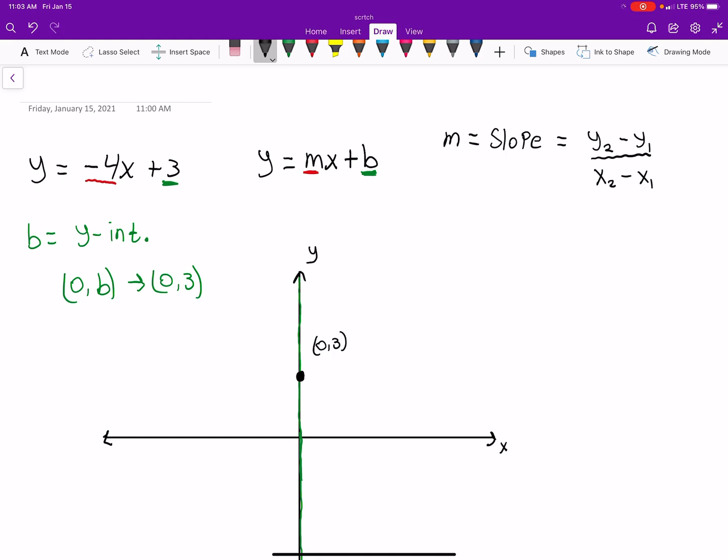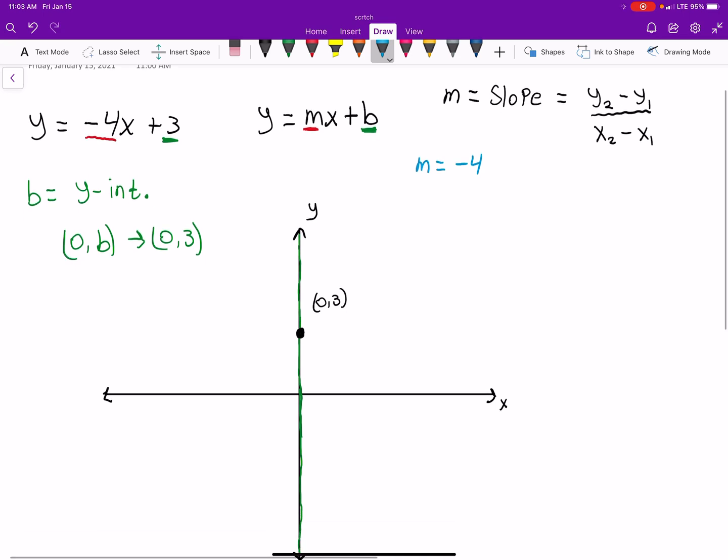Now we can use m to know the rest of this graph. So again, our m in this case is equal to negative 4. What that means is from any point on the line, if you go down 4 and to the right 1, you'll be at another point in the graph. So if I'm starting at our y-intercept, the 0, comma 3, I go down 4, so that puts me at negative 1, and I go over 1, that's another point on the graph.